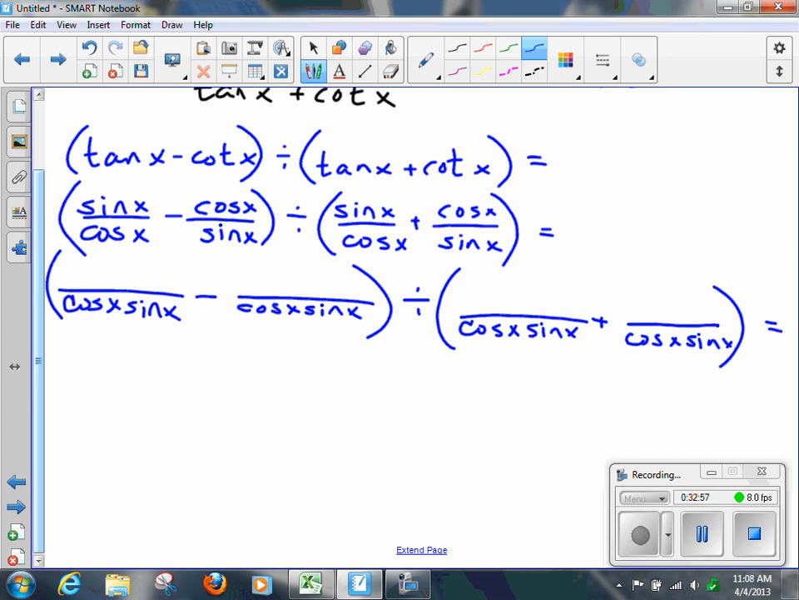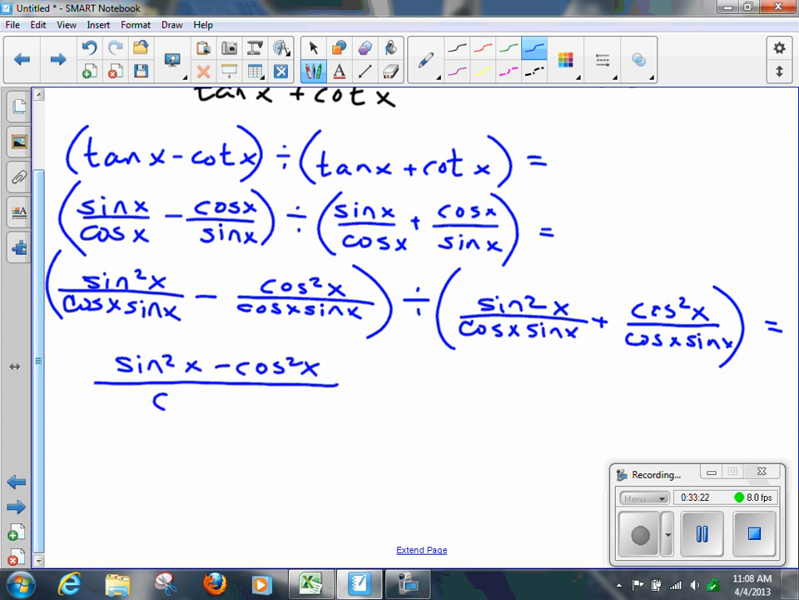What's going to be your new first numerator? Sine squared. What's your new second numerator? Cosine squared. New third numerator? Sine squared and then cosine squared, right? All right, so then we smush them together and we're going to copy, change, flip all in the same line. Do you guys agree with that? Are you okay with that? Good, awesome. Thank you for your feedback.